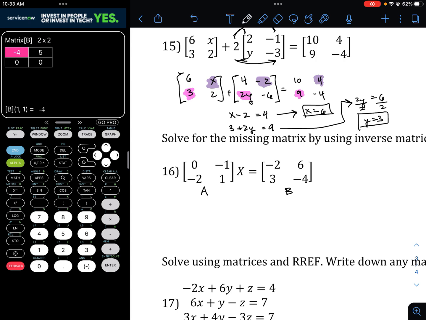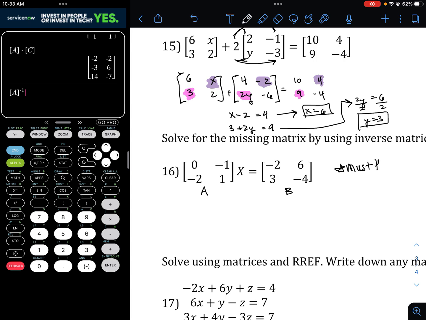Matrix B, 2 by 2: -2, 6, 3, and -4. We're going to quit. We're going to do A inverse. Inverse is the matrix button. Must have the inverse button. Okay, and second matrix B. When you do that, we get this here. -0.5, that's -1/2. Don't be afraid of a fraction. -1 to -6. You could actually do math, enter, enter. That's going to make it a fraction for you.